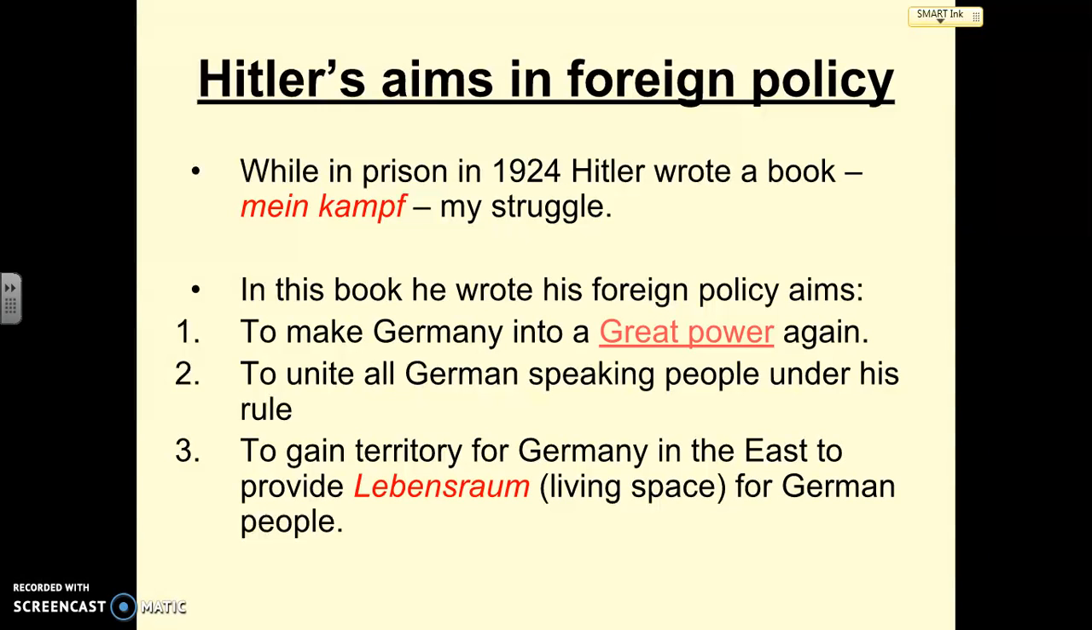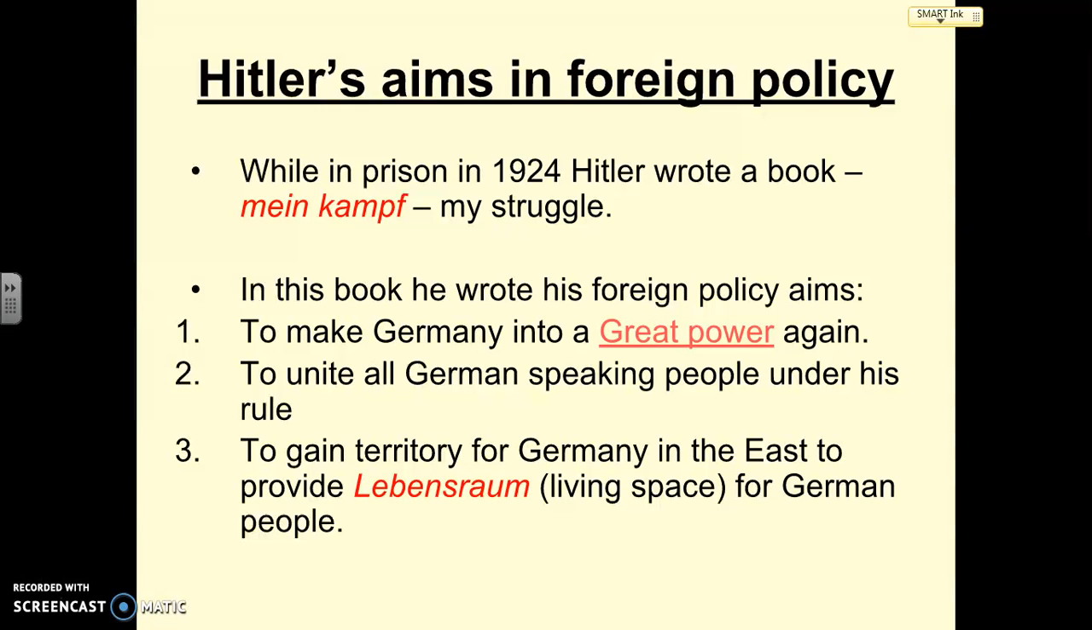And that's the third of his aims, which, again, if you follow the logic of these backwards, in order to unite all these German-speaking people, you're going to need space for them to live, which explains why you need to gain territory for them. And in uniting all German-speaking people, you're going to turn Germany back into a great power.